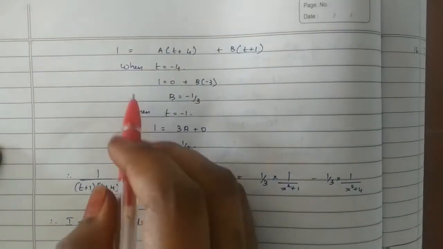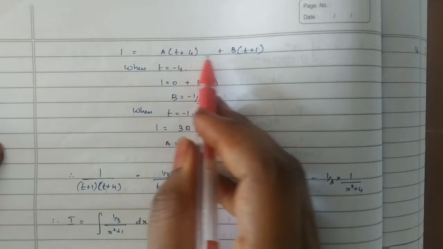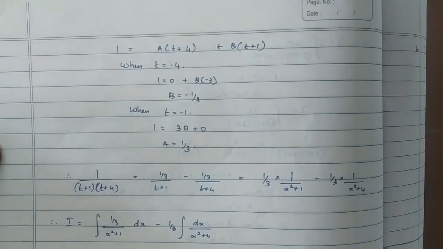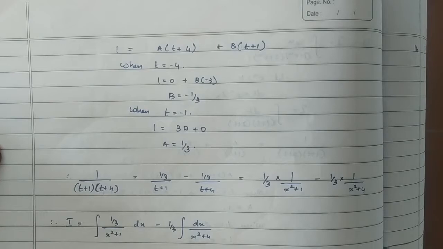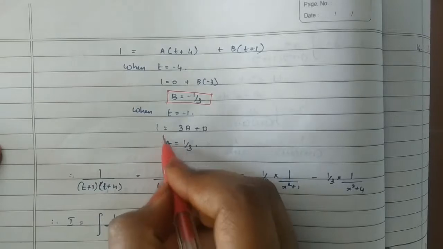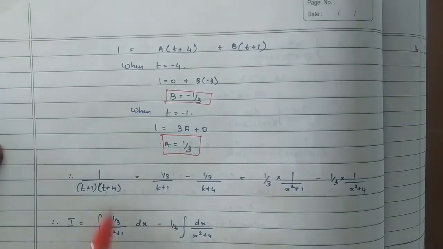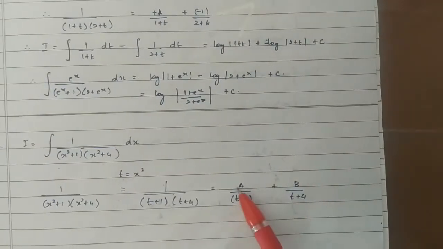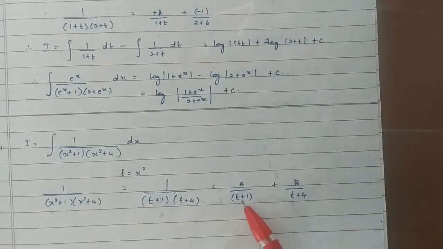Now when you take LCM you will get 1 equal to a into (t plus 4) plus b into (t plus 1). Substitute the value of t to be minus 1 and t to be minus 4 and derive the values of b and a. Just make a box of it. After that you are going to substitute the values of a and b in the form which you have written, a divided by t plus 1 plus b divided by t plus 4.